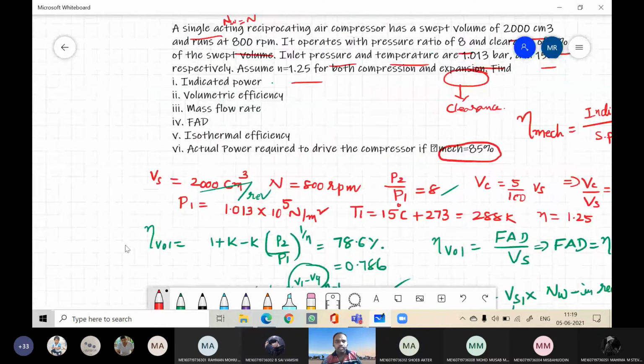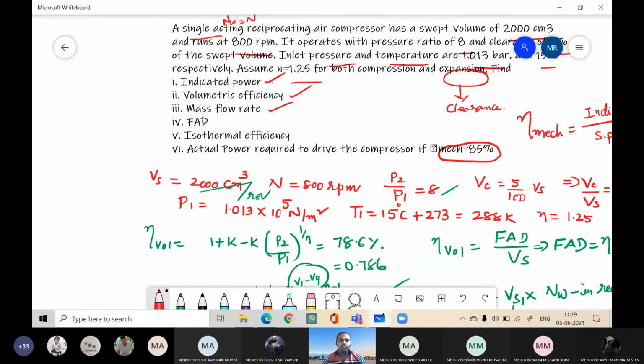Next, what is it asking? Indicated power and volumetric efficiency. Indirectly we calculated mass flow rate, agree? Indirectly we calculated mass flow rate by using P1 V1 is equals to mRT1, agree? Mass flow rate is m. Next, free air delivered is calculated by using the volumetric efficiency formula.